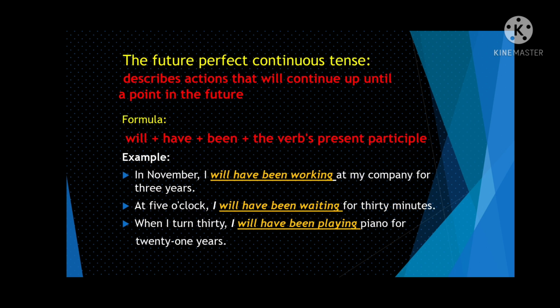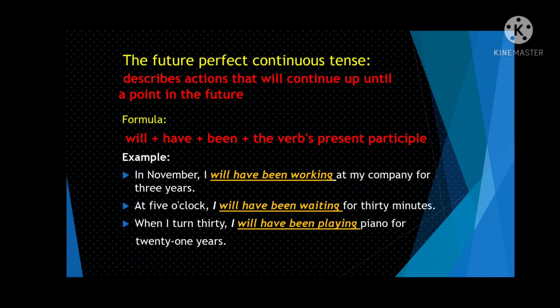And the last one is the future perfect continuous tense. Now, this describes an action that will continue up until a point in the future. The formula is will have been plus the verb's present participle. See, in November, I will have been working at my company for 3 years.